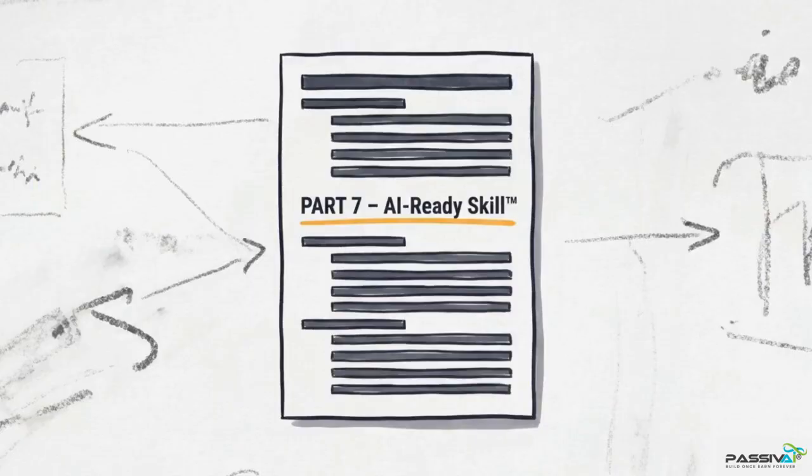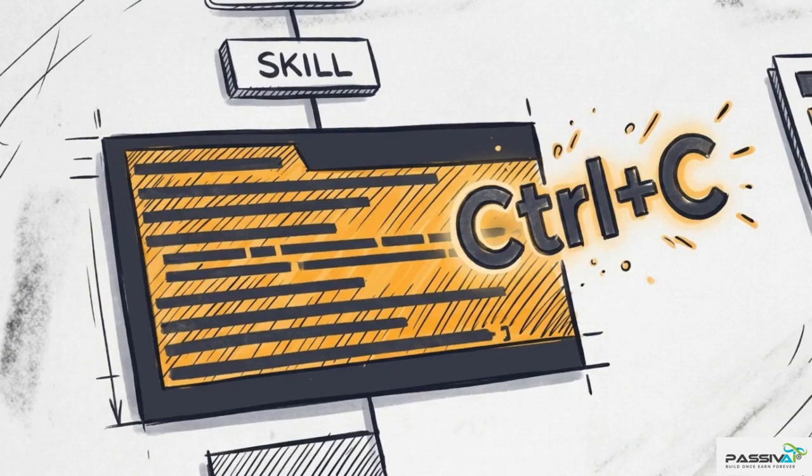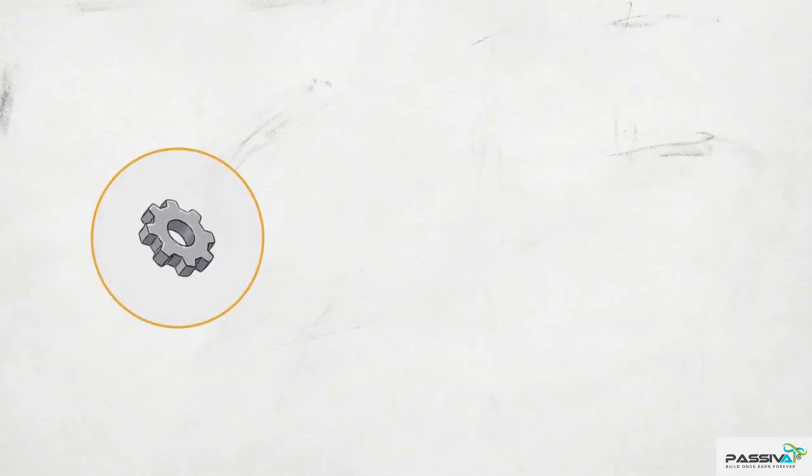Open the reference PDF and scroll to Part 7. You're looking for the Markdown code block. Copy the entire block starting from the skill header to the end of the section. This block is the engineering behind the system.